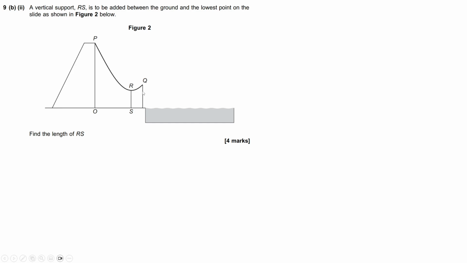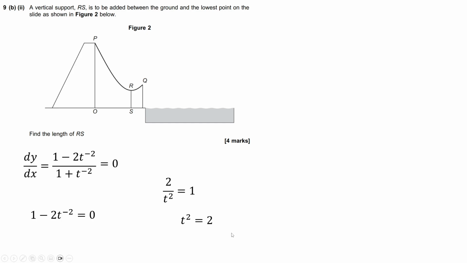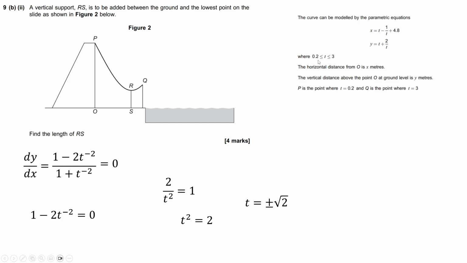Find the length RS. Okay, RS is apparently the lowest point, so we've already differentiated. The lowest point here, you can see it's stationary. If it's stationary, that means at that point the derivative must equal 0, because the gradient when x equals whatever the x value of this is must be 0. So this equals 0 times 1 plus t to the power of minus 2 to get this. Bring this to the other side, and you get t squared equals 2, which implies that t equals plus or minus root 2. However, the question says that t is between 0.2 and 3 inclusive, so it can't be negative, so therefore t must just be t equals root 2.